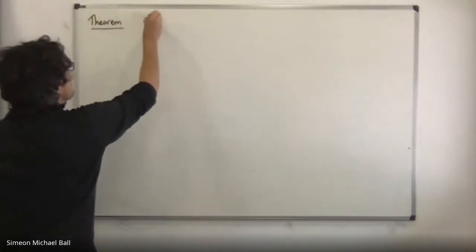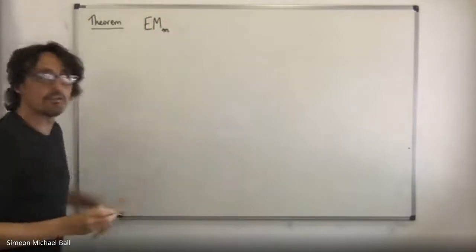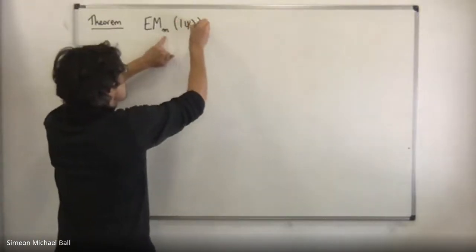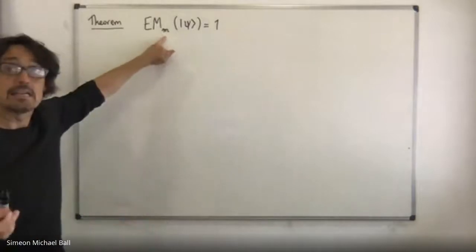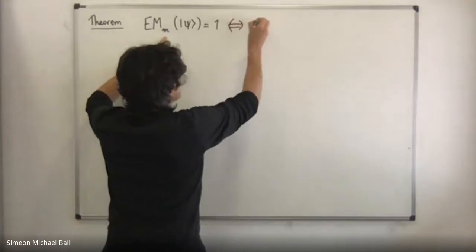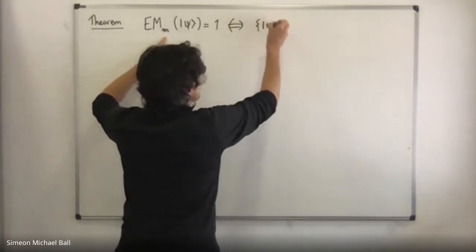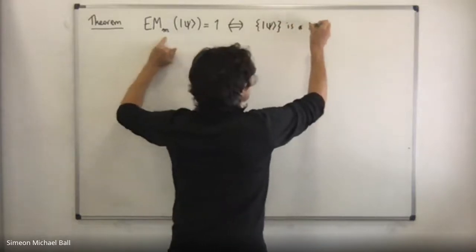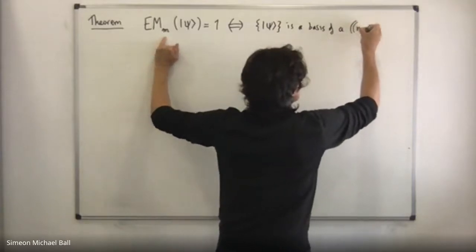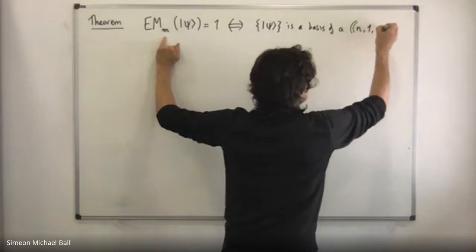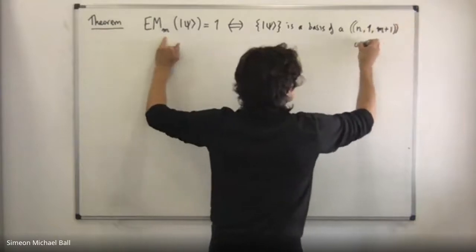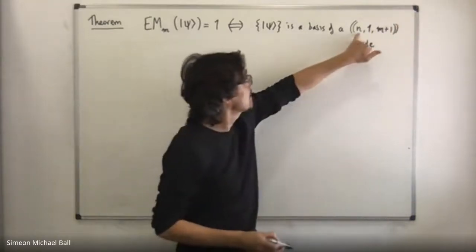So the entanglement measure on the subsets of M qubits of psi is equal to 1, i.e. it's completely entangled for every single one, if and only if this singleton subset psi is a basis of a double-bracket ((N, 1, N+1)) code. Okay, so let's just recall this means the number of qubits.